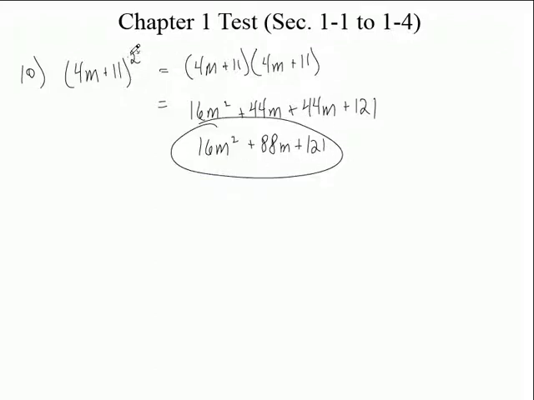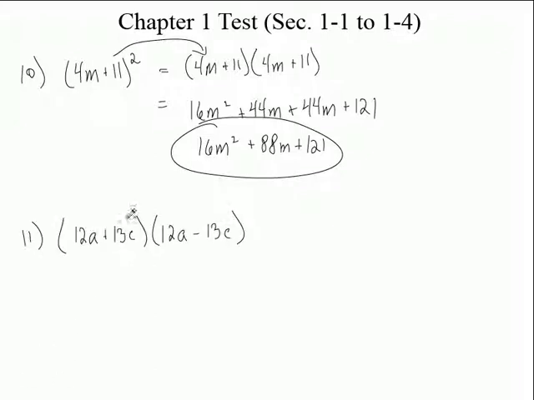Alright, so the key to this problem is to change it to a FOIL method. Change this to two binomials being multiplied times itself. Don't go 16m squared plus 121. That's not it, because look, you're missing a big chunk of it, that 88m. So make sure that you do multiply it by itself, and then you'll be good to go.